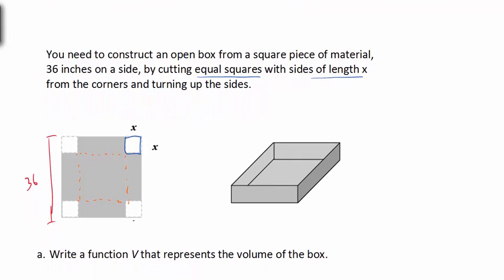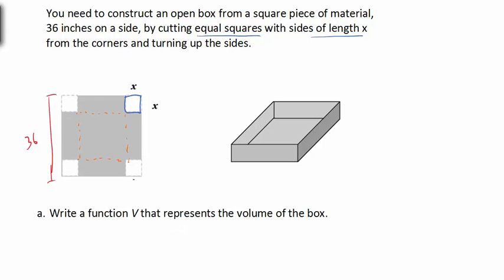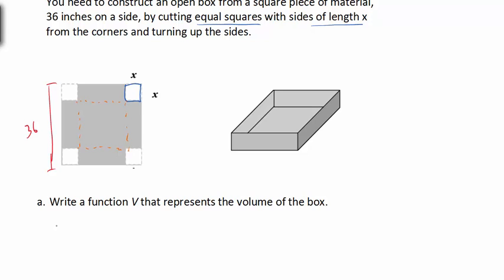So to do that, we want to write a function of the volume V that represents this box. So write a function V that represents the volume of the box. Well, we know that if we're trying to find the volume of this box, then volume is equal to the length times the width times the height. So we know that the total length of the square piece of material is 36.